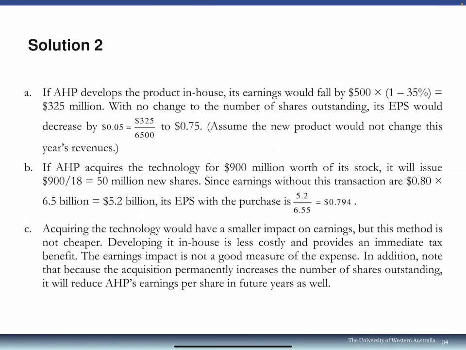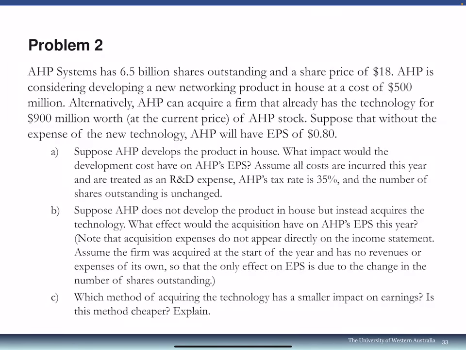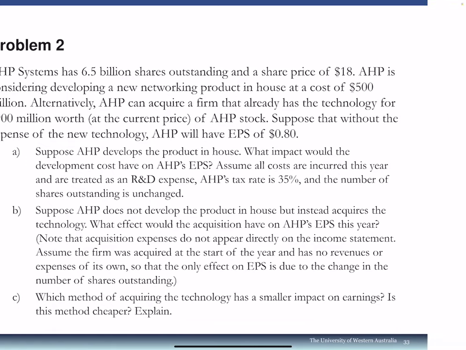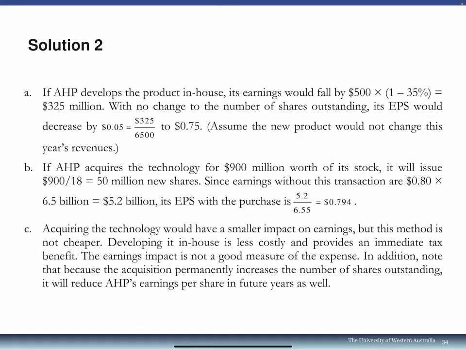So here is the answer, and I'm just going to quickly read the question. What does Part A want? Part A is that AHP wants to develop the product in-house. What would the impact of the development cost be on AHP's EPS, earnings per share? If AHP develops the product in-house, its earnings would fall by $500 million times 1 minus 35%. With no change to the number of shares outstanding, its EPS would decrease by 0.05.